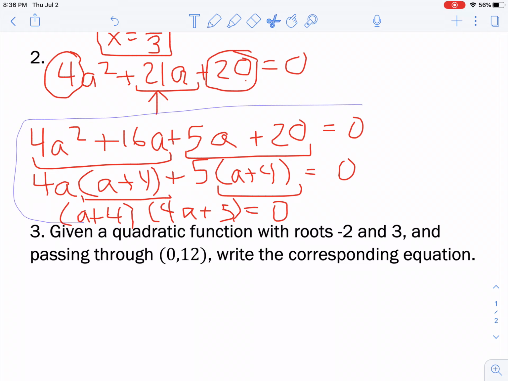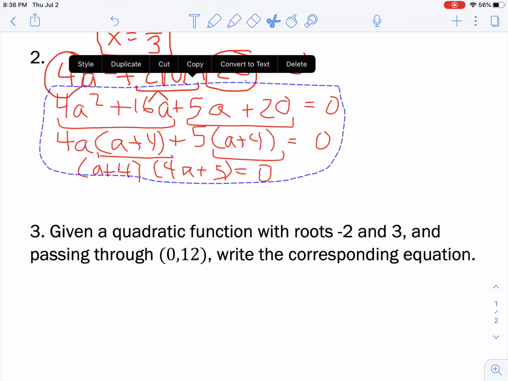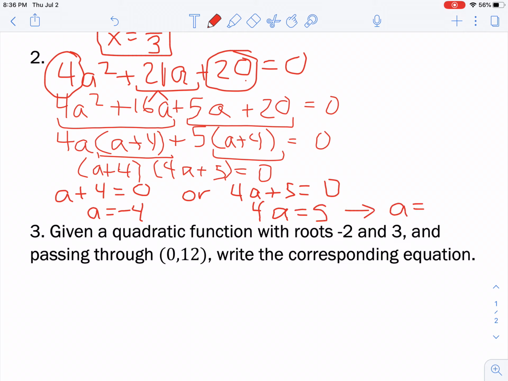So I'm just going to make this a little bit smaller so that I can get my final answer in here just like this. So now I can set both of those equal to 0. So a plus 4 could be 0, which means a is equal to negative 4 when you solve for a, or 4a plus 5 equals 0, which means that 4a equals 5, and a would be negative 5 over 4, or negative 1 1/4.